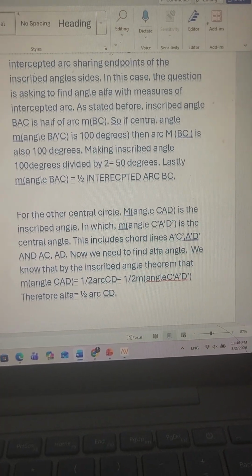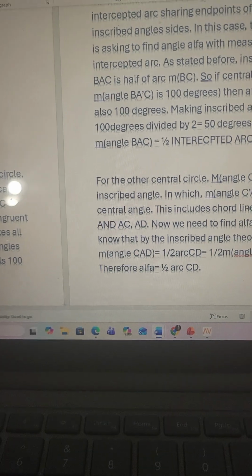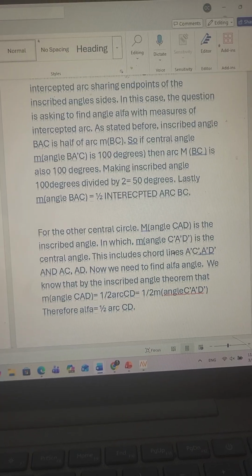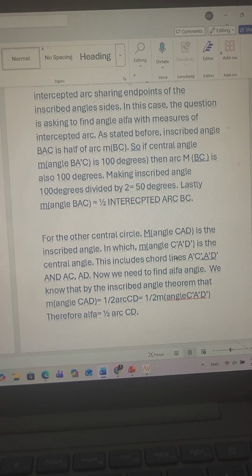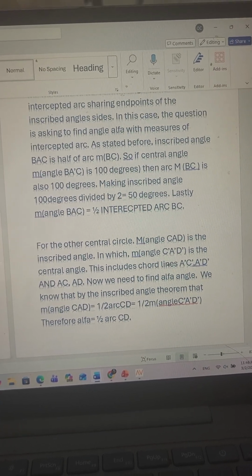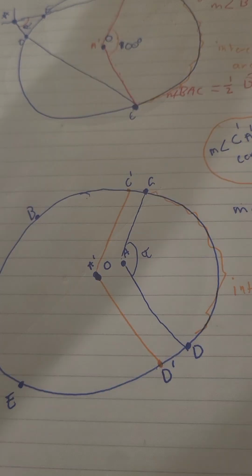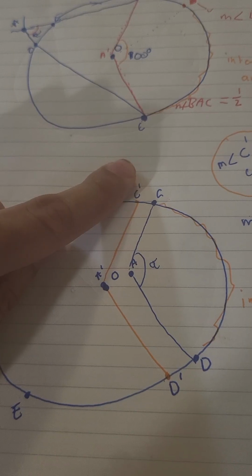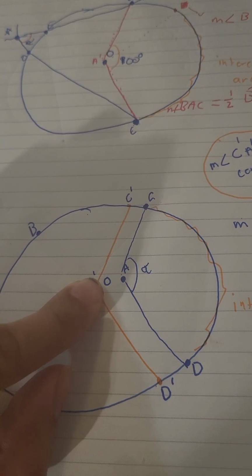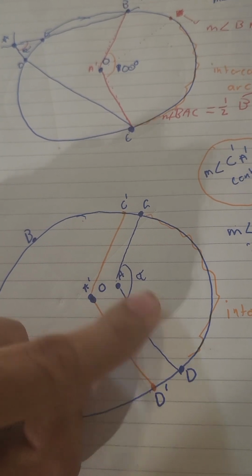So once again, we need to find the alpha angle, this one right here. We know by the inscribed angle theorem that measure angle CAD equals 1/2 arc CD equals 1/2 measure angle C prime A prime D prime. Therefore, alpha equals 1/2 arc CD. So once again, C prime A prime D prime, let's say this is 100 degrees. You divide that by 2. This will be CAD, which will be 50 degrees.